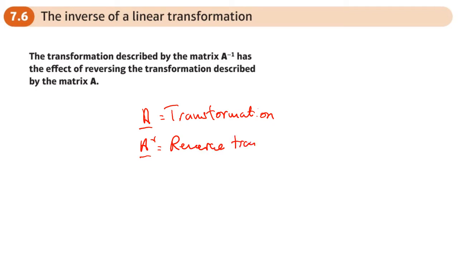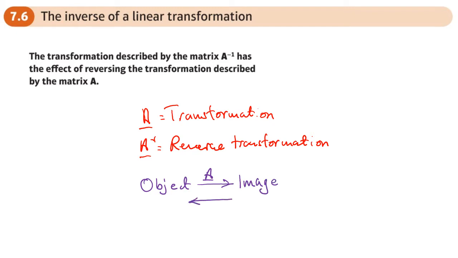Reverse the transformation. So basically, you start with your points in the object, and then when you apply your transformation A, you end up with the points in the image. So if you apply the inverse transformation, it will take the points in the image and take them back to the object, so it just reverses a transformation. That's what the inverse matrix does.